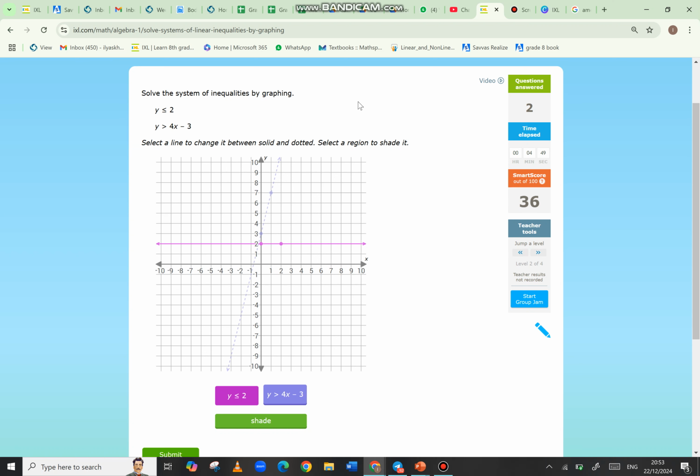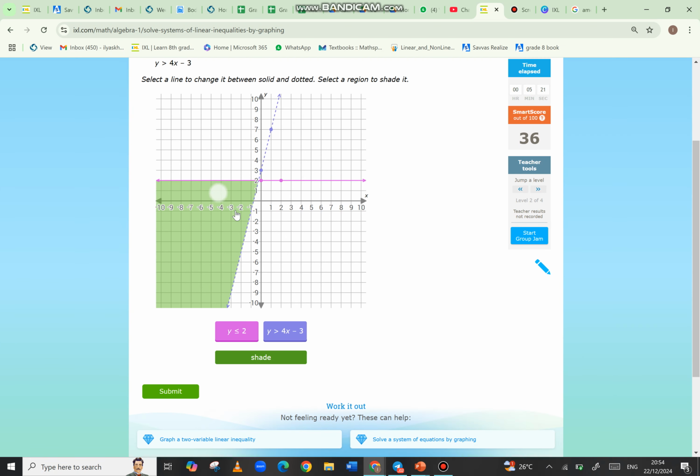We need to understand where we are shading. It says y is less than or equal to 2. It's going to be below this line. Y is more than 4x minus 3. It's going to be above this line. So it's going to be this area on the left. Below this light purple and above the dotted. It's here. Hopefully that makes sense. Yeah. So it's above this and below this.